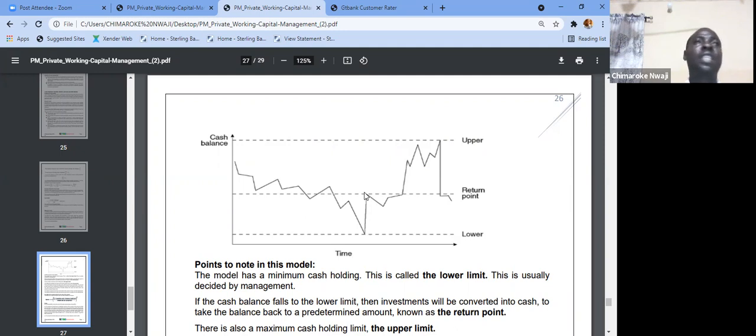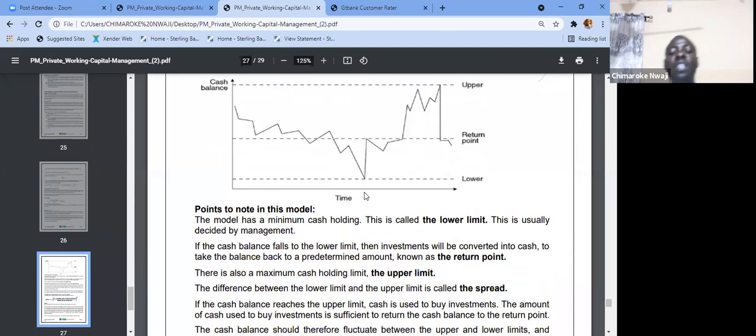When you're getting more cash and you hit the upper limit, you are getting too much cash, which does not yield any benefit to you. There will be a need for you to take cash out of the system. Once again, you press the reset button, which brings you to the return level. So you are going to buy more securities, more investment, and that will bring your cash level to your return point.